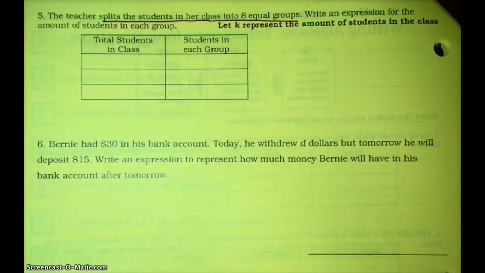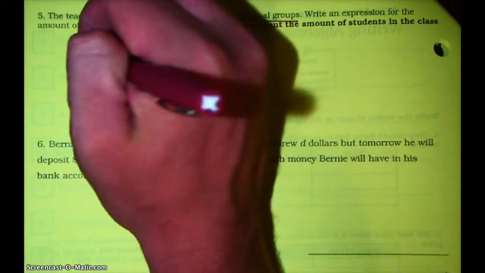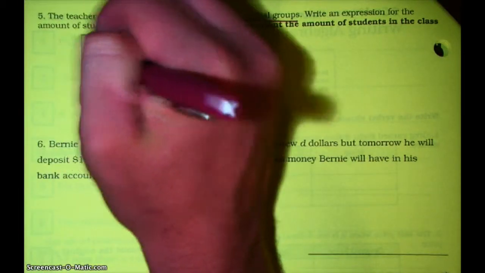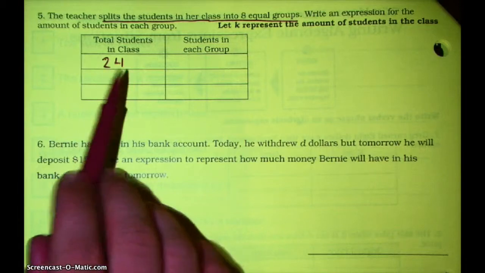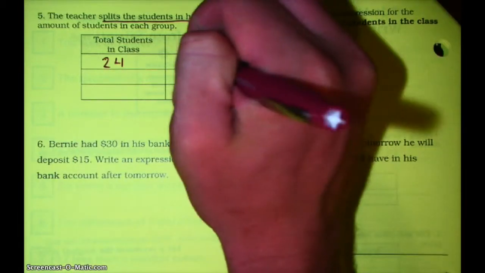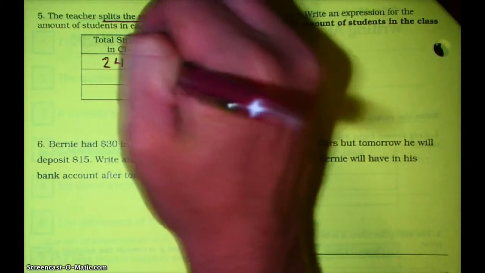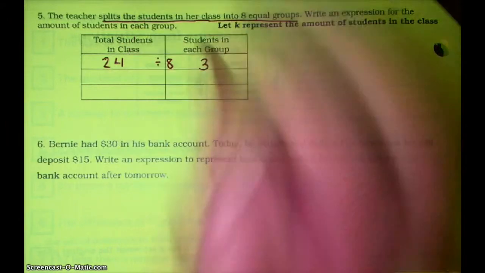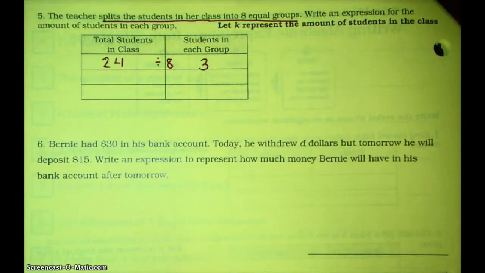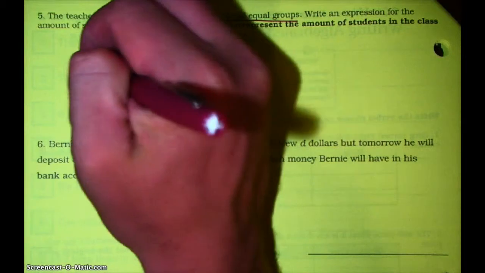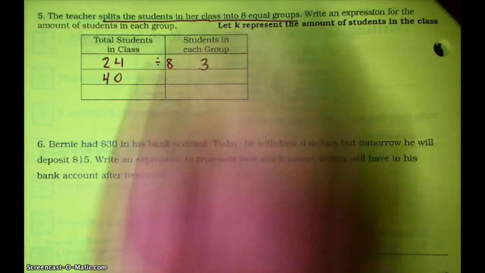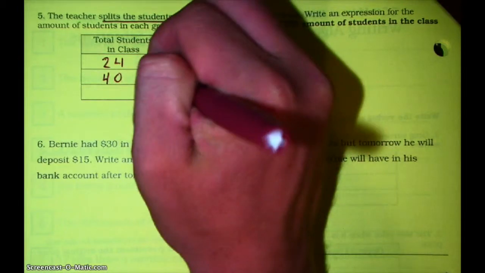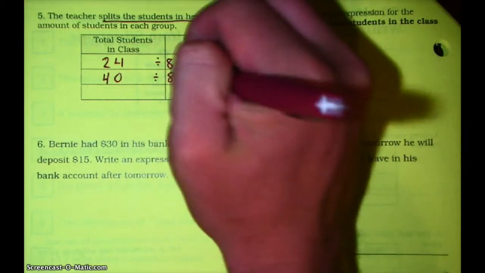So let's just throw out a couple of examples. Let's say that there are 24 students in the class. If I split them up into 8 equal groups, well, if I take 24 and split it up into 8 equal groups, there will be 3 students in each group. So I would take 24 and I would divide by 8. Let's pick another. Let's say we have a really large class, maybe a PE class, and we've got 40 students in the group. Again, if I split them up into 8 groups, I'll divide by 8, and there will be 5 students in each group.